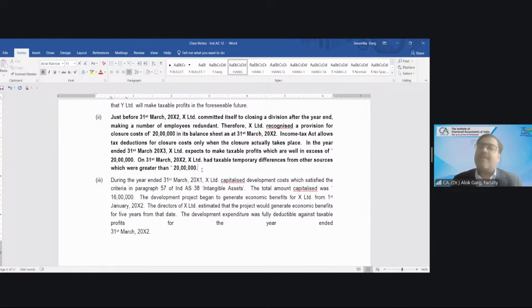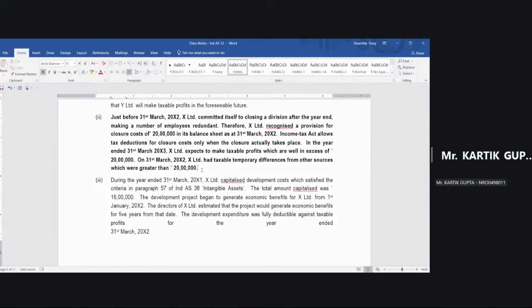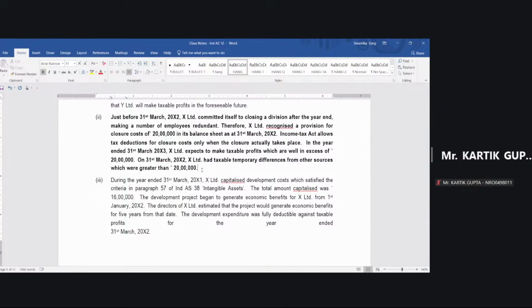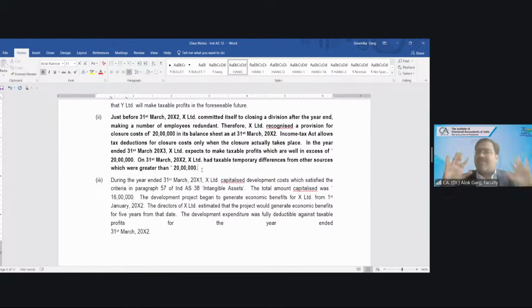So tell me, the company has created a restructuring provision on 31st March 2002. What is the carrying amount of the liability? 20 lakhs. Is there any carrying amount of asset? Is there any tax base of this liability? No, sir, zero, because the tax department is not considering this accounting entry.